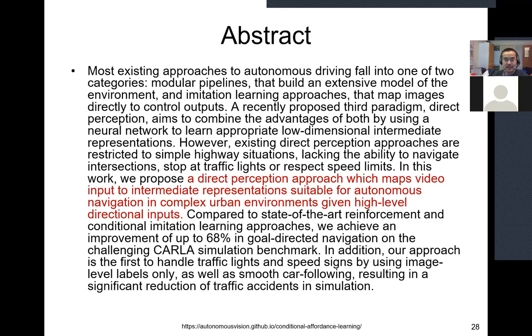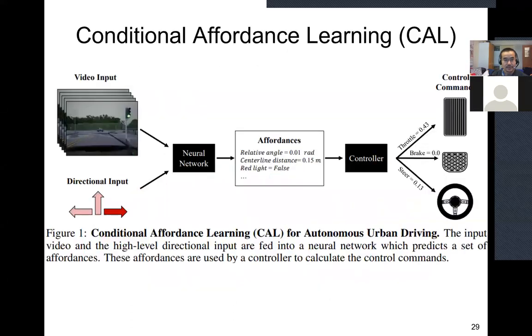So we propose a direct perception approach which maps video input to intermediate representations suitable for autonomous navigation in complex urban environments, given high-level directional inputs. It handles traffic lights and speed signs, as well as smooth car following. So what is affordance? Affordance is what the environment provides you.